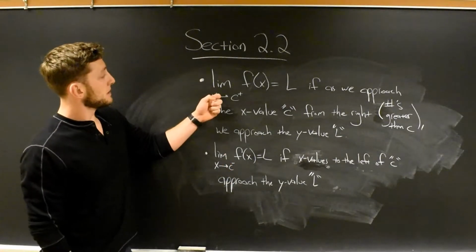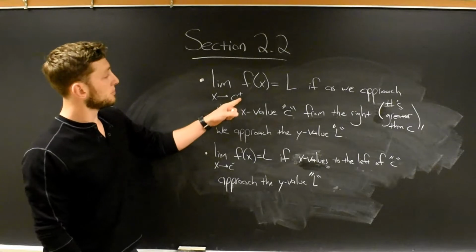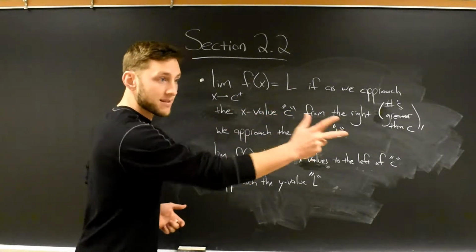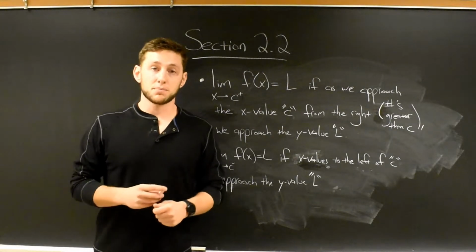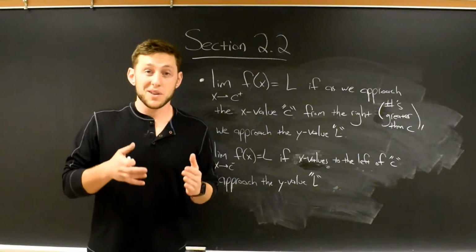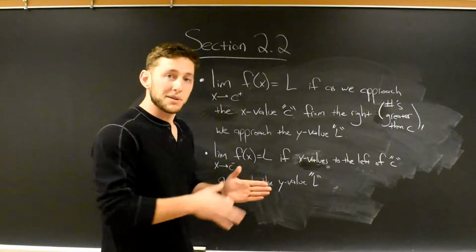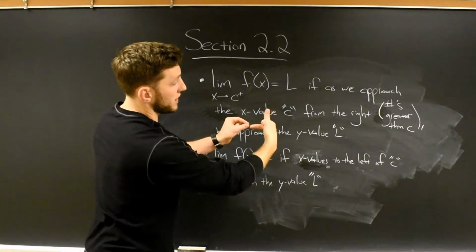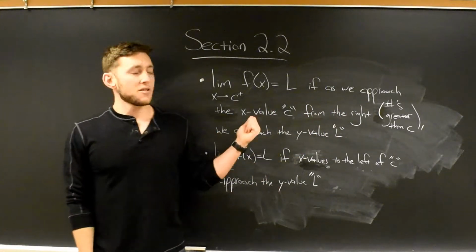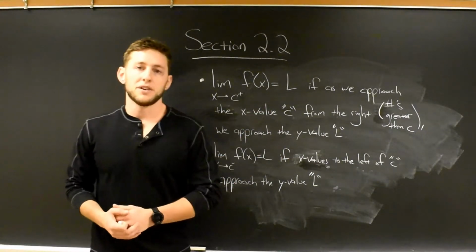So, the limit as x approaches c from the right of my function, the little positive indicates from the right-hand side of our function, equals L, if, as we approach the x value of c, using only numbers that are greater than c. We say right-hand limit because if you're on a number line, the bigger numbers are to the right, and you're approaching this way. So, as you approach the x value of c from the right-hand side, we approach the y value of L.